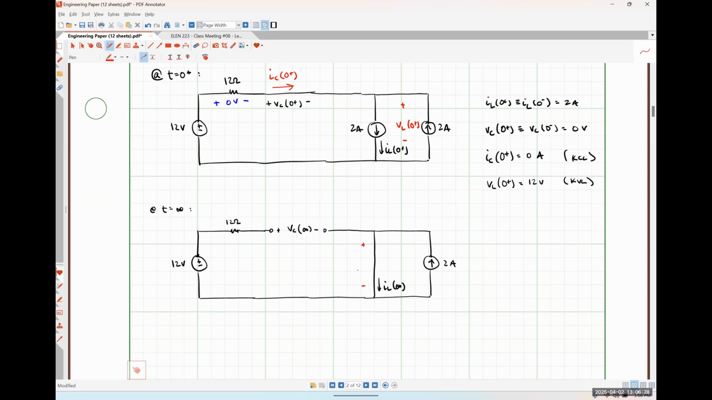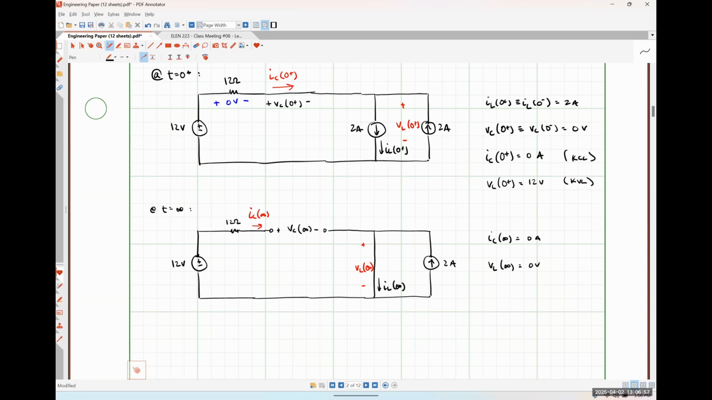This is going to be VL at infinity. And this is going to be IC at infinity. And we can see, I think, pretty easily that IC at infinity is 0 amps because it's the current flowing through an open circuit. VL at infinity is 0 volts because it's the voltage drop across a short circuit.